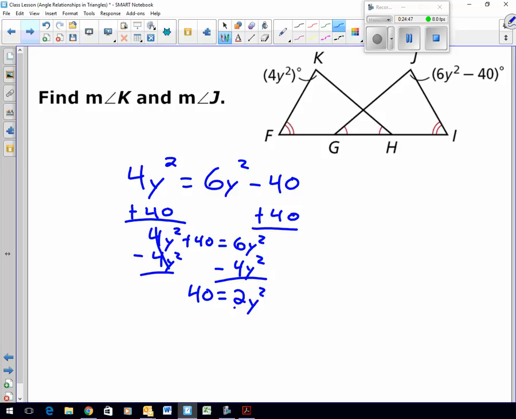Which 2 does that get rid of? The guy in front of the y, called the leading coefficient. It's all good. What is 40 divided by 2? 20.